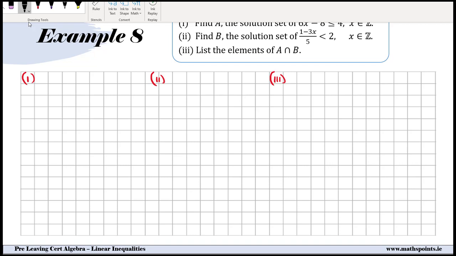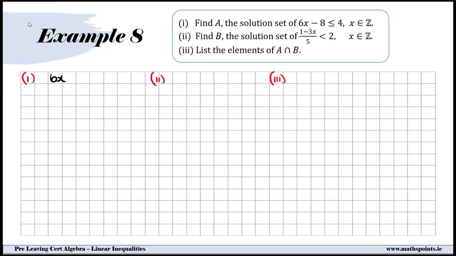So the first part asks us to solve the inequality 6x minus 8 is less than or equal to 4. I'm going to collect the x's on the left, so 6x on the left, and the numbers on the right hand side. 4 is already on the right. To get rid of the minus 8 from the left hand side, we add 8 to both sides. 6x then is less than or equal to 12. I'm going to divide both sides by 6, giving me x is less than or equal to 12 over 6, and x is less than or equal to the number 2. So fairly straightforward linear inequality.